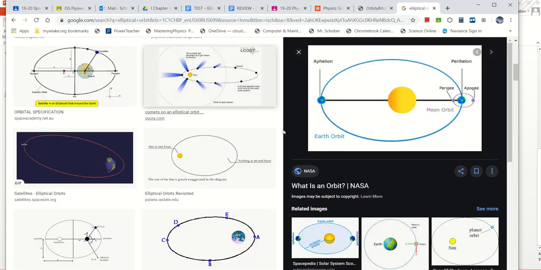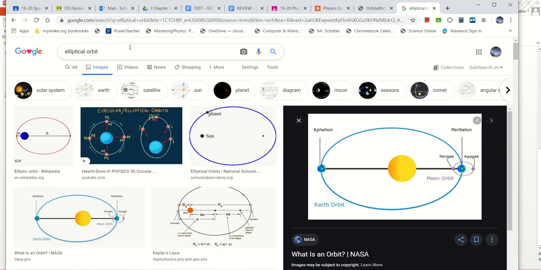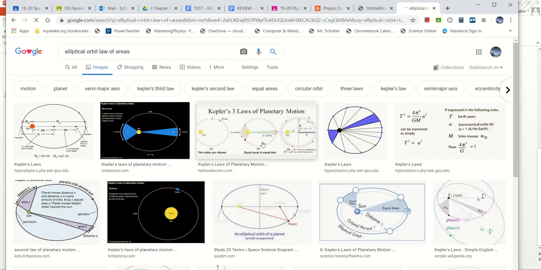And again, if we go back to this elliptical orbit here, law of areas, just to get an indication of that.